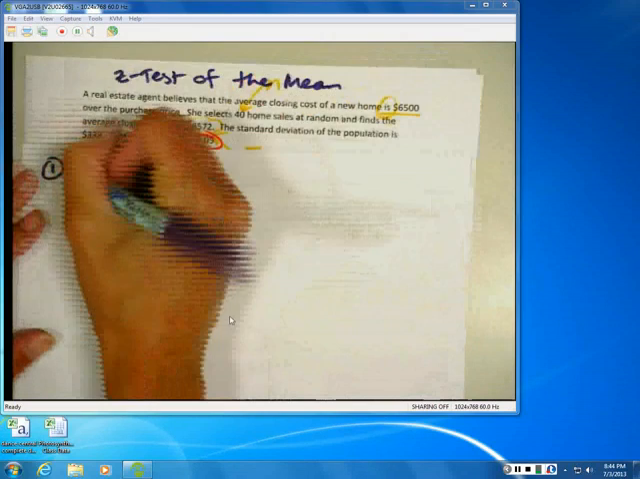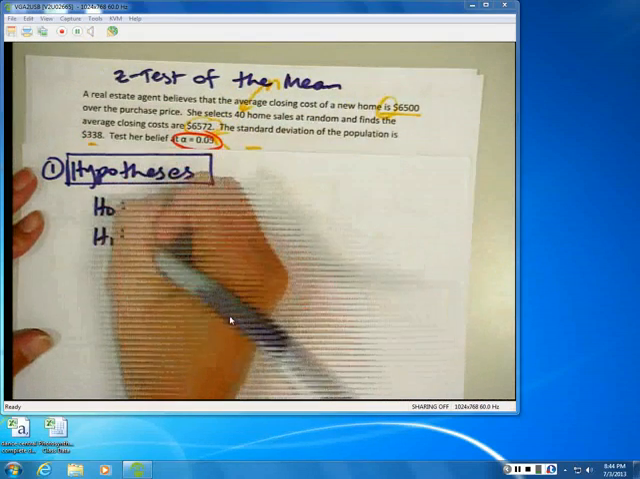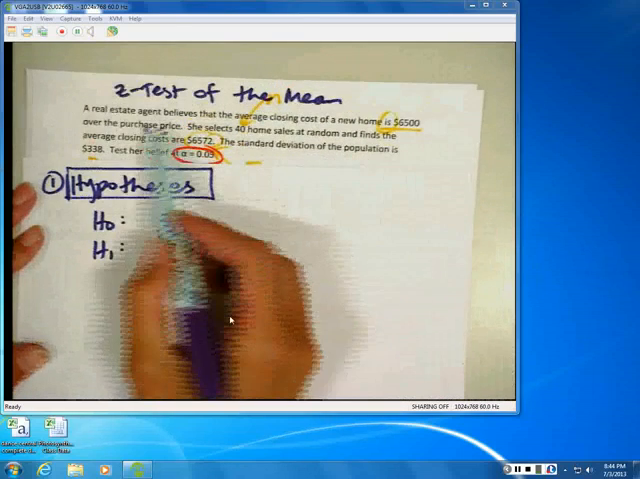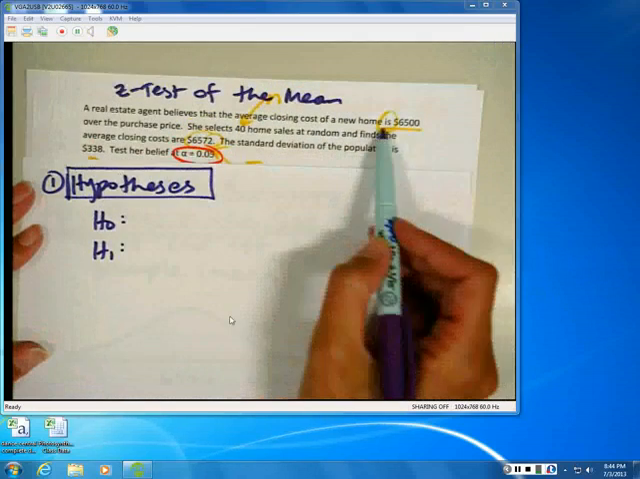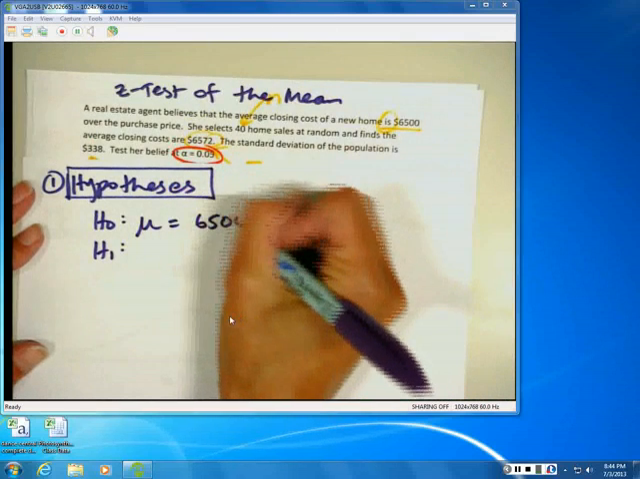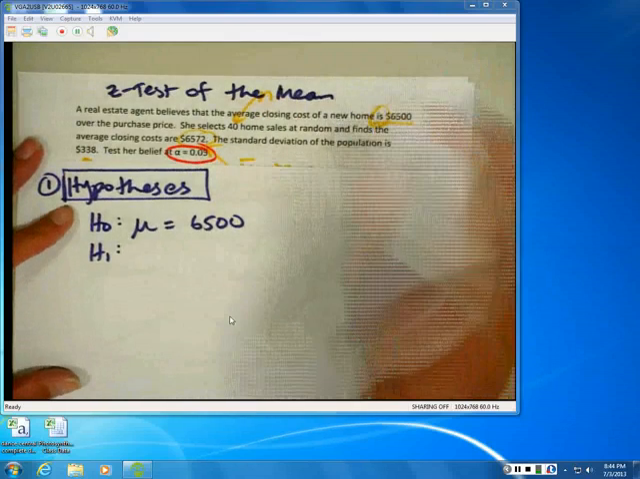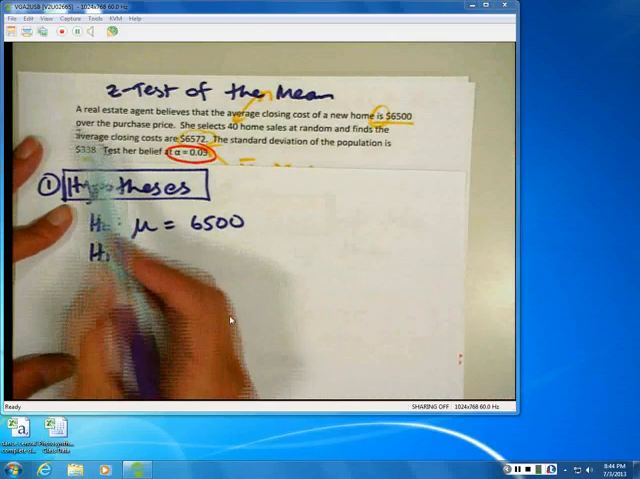So our hypotheses, we have a null hypothesis and an alternative hypothesis. The average closing cost is 6,500. That is a null hypothesis. The equals is always in the null hypothesis. Now we look for a statement of the alternative hypothesis.